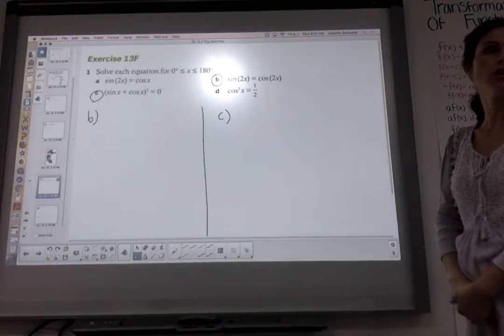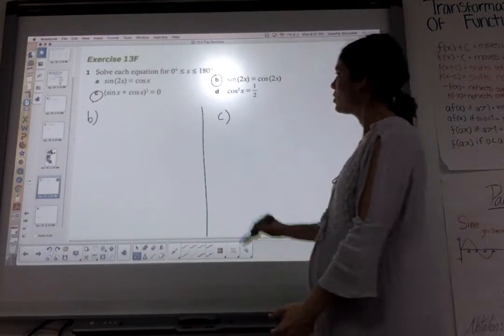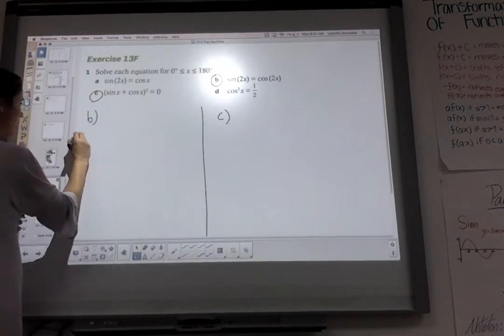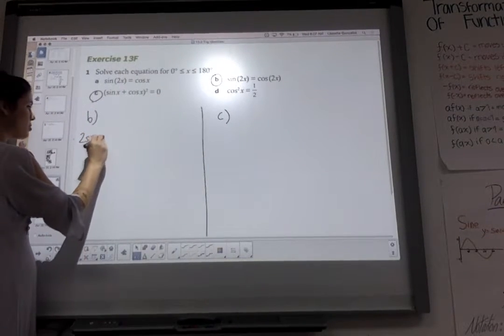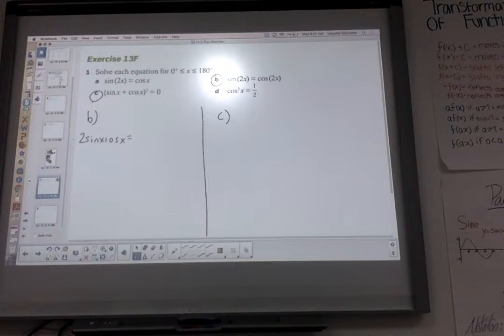Okay, how should you start B? Replacing. So the double angle formula of sine is 2 sine x cosine x. And the decision.